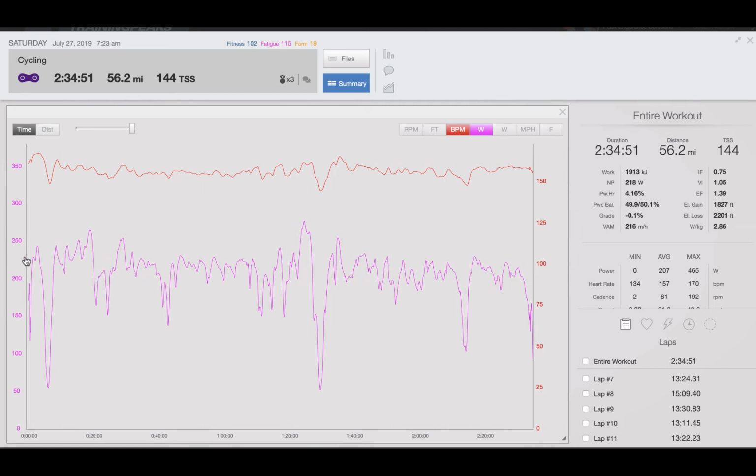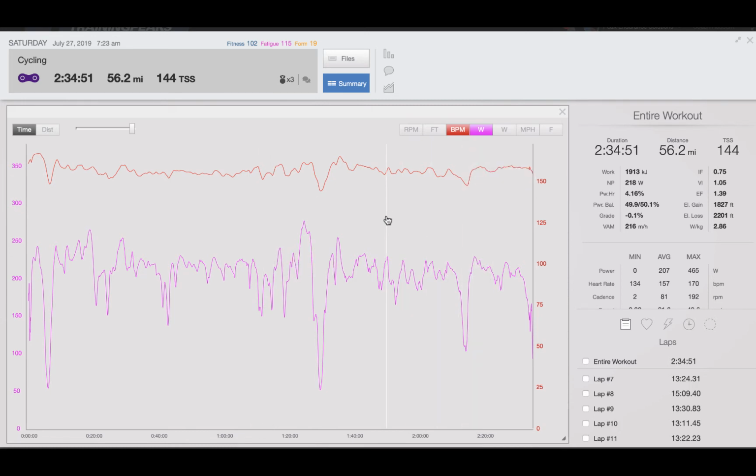But you'll notice that for the most part, my power remains relatively steady. It maybe drops off ever so slightly towards the very end. But for the most part, you'll even see if you look at the distance between my heart rate and my power, it doesn't change very much. It stays relatively steady. So there's not a big divergence between my power and my heart rate.